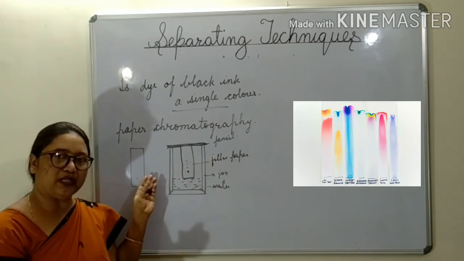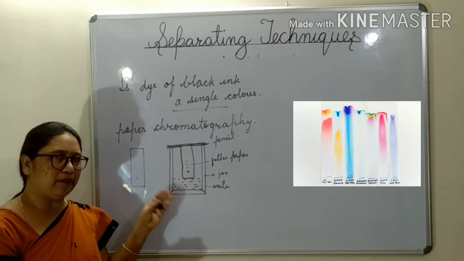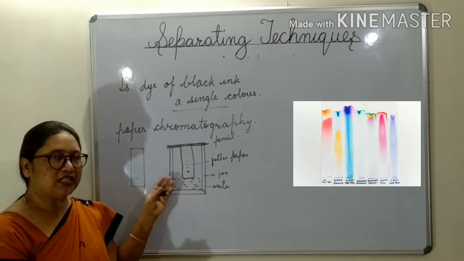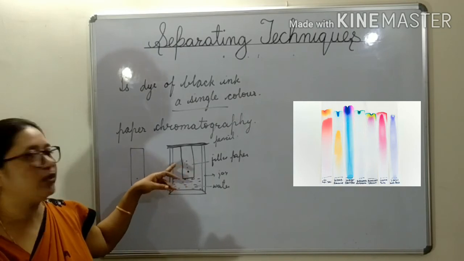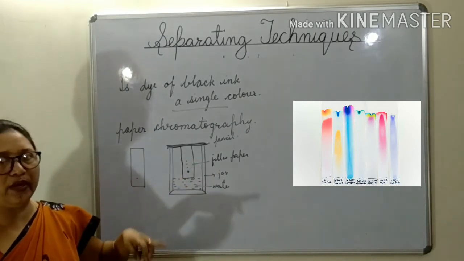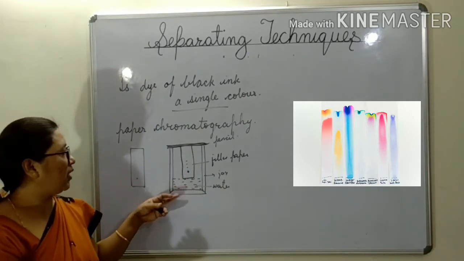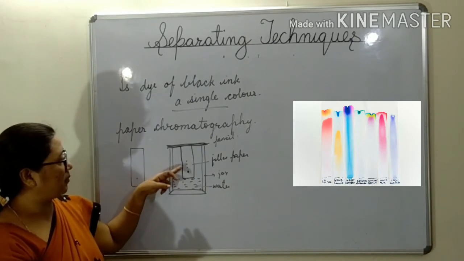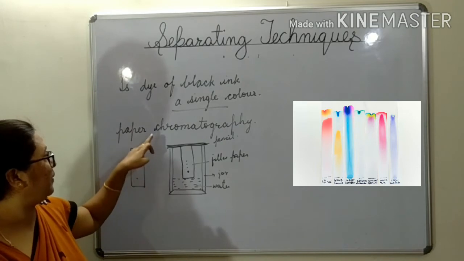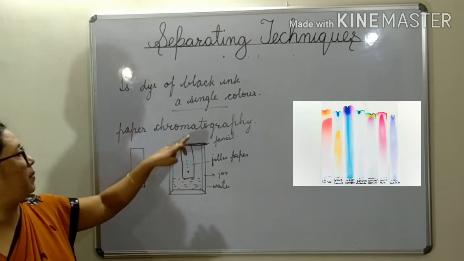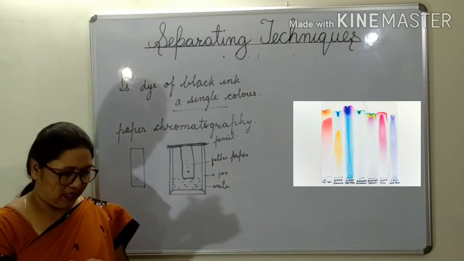You can perform this activity at home also with simple water and filter paper. Just try it at home and see what the different components of black ink or blue ink are, or anything you can take. So the colored components can be found in a dye through paper chromatography.